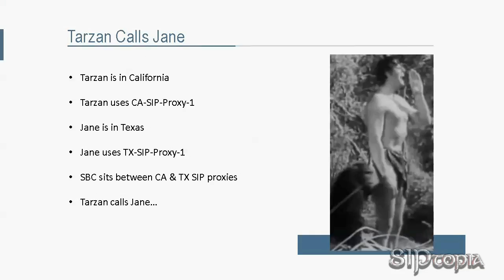For those of you who do not know him, Tarzan is a friend of ours. We have been using him in analogies to explain the concepts in our RFC 3261 Simplified series. He's now making another test call for us to analyze for this series. As you can see here, Tarzan is in California. He is using California SIP proxy 1, whereas Jane is in Texas and Jane uses Texas SIP proxy 1. Naturally, the SBC we just configured sits between these two realms, these two SIP proxies. Now, Tarzan calls Jane. Let's see if our simplified SBC configuration with minimum number of entries works.